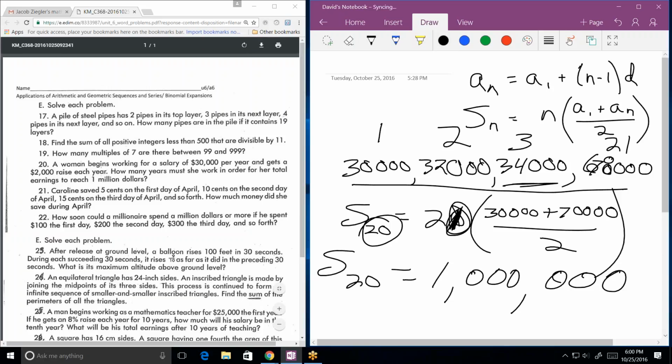Well, we've run out of time, unfortunately, before we could do many of these. I noticed that 23 through 26 are going to be geometric series. In other words, whenever you see it rises 9/10 as far as it did in the preceding 30 seconds, you know that every term is 9/10 of the previous term. And that defines a geometric sequence. So the very first thing you have to ask yourself on any of these problems is, are we talking an arithmetic sequence or a geometric sequence?